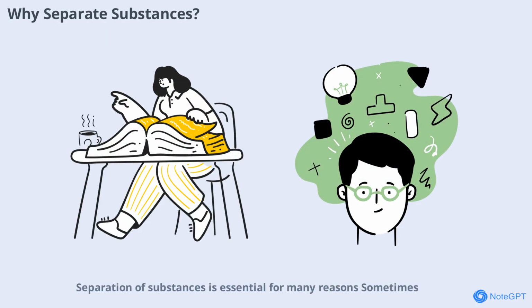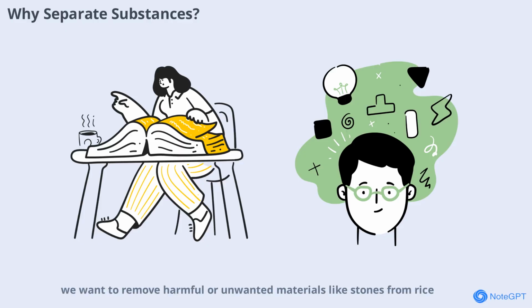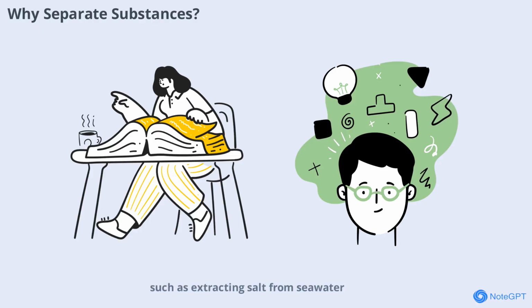Understanding mixtures helps us figure out the best way to separate them, depending on what we want to keep or remove. Separation of substances is essential for many reasons. Sometimes we want to remove harmful or unwanted materials like stones from rice. Other times we want to collect useful substances such as extracting salt from seawater. Separation also helps in purifying substances, making them safe for use. In industries, separation is used to obtain pure metals, clean water, and even medicine. So whether at home or in factories, separating substances is a vital process that impacts our health and daily life.